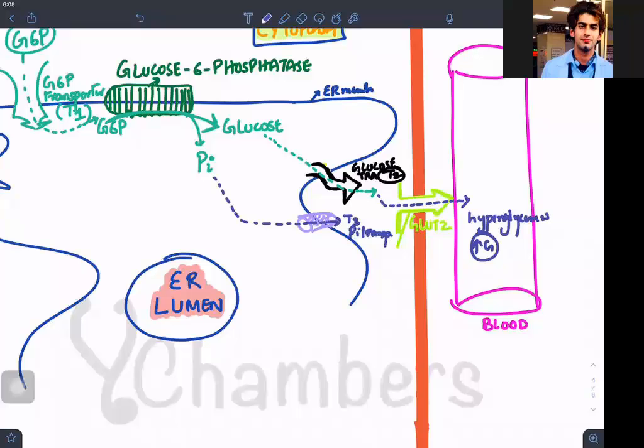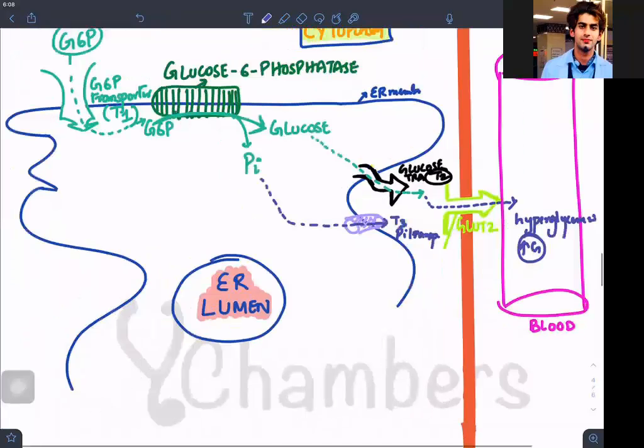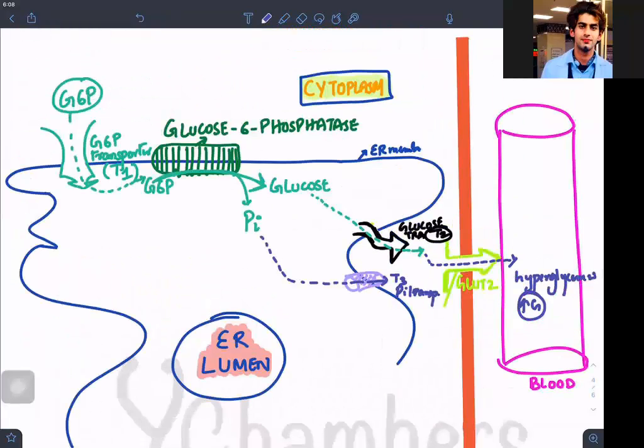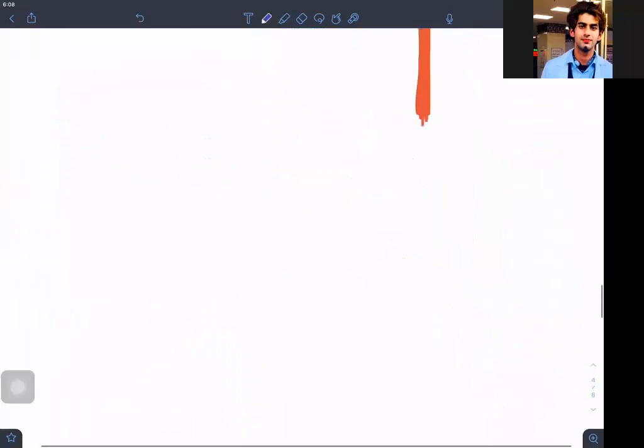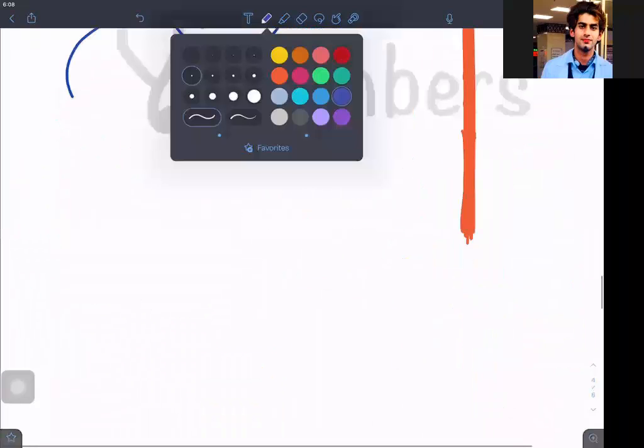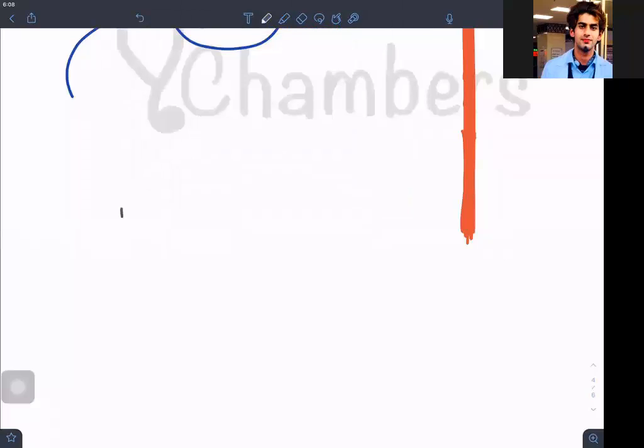How did gluconeogenesis start? If I locate this region, first it was the mitochondria, then the cytoplasm, and then the ER. Can I make a sequential arrow for you? First I had the mitochondria, and then it went to the cytoplasm, and then it went to the endoplasmic reticulum.